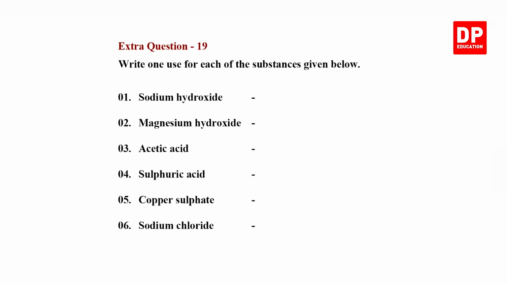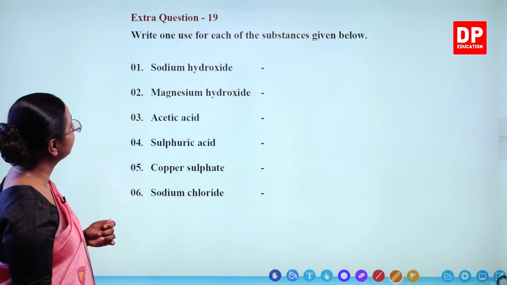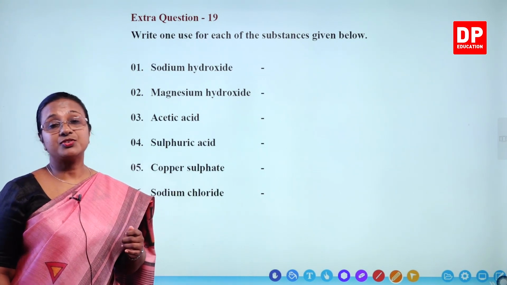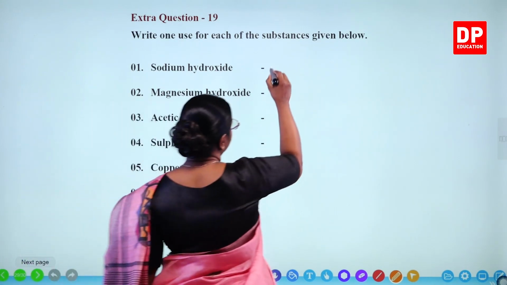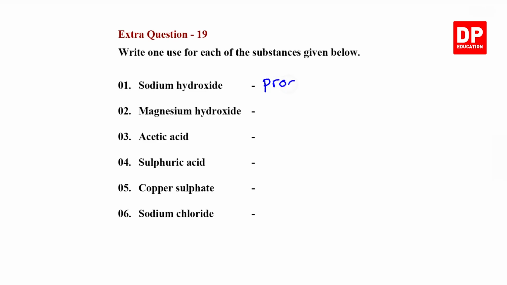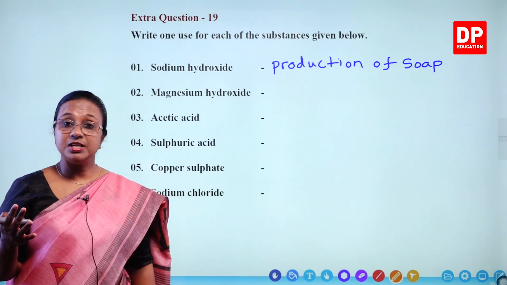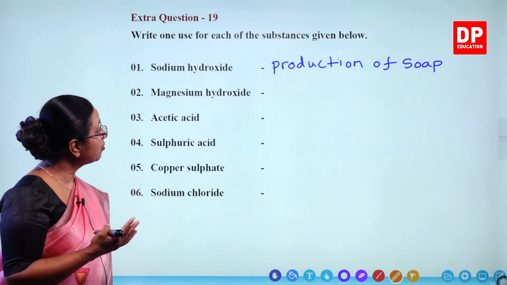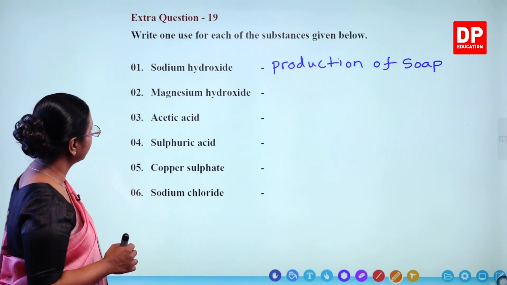Extra question 19. Write one use for each of the substances given below. Sodium hydroxide. One use of sodium hydroxide. We can say production of soap. You can write any use. Sodium hydroxide is used in the refining of petroleum products, production of soap, like that you can write any application. I have written production of soap.